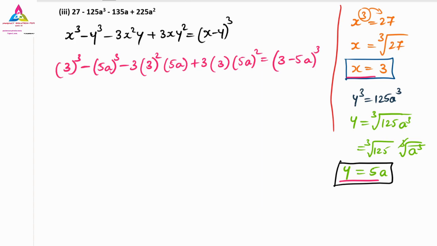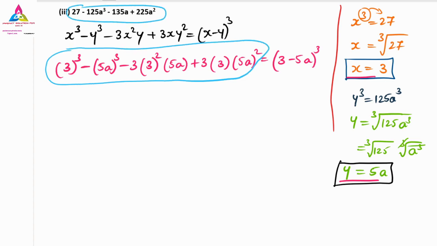Here you may ask, sir, whether what I have written is correct. This one is correct as per the given thing. If you want to verify that, you can. 3 cube is 27, 5 cube is 125, and a cube will remain as it is. 3 square is 9, 9 into 27, 27 into 5, if you do 27 into 5, it will be 135, yes, 135, then we have a.